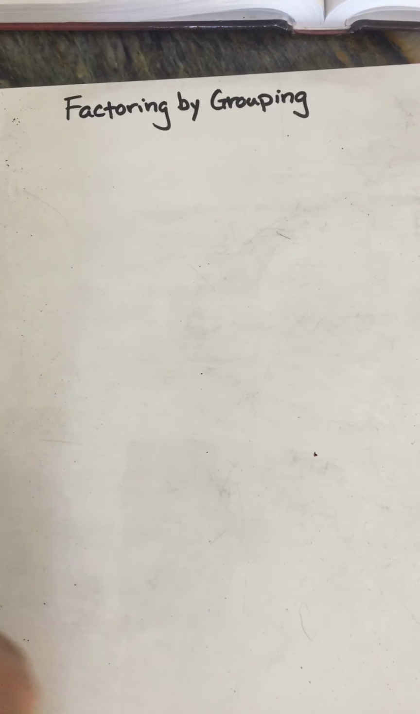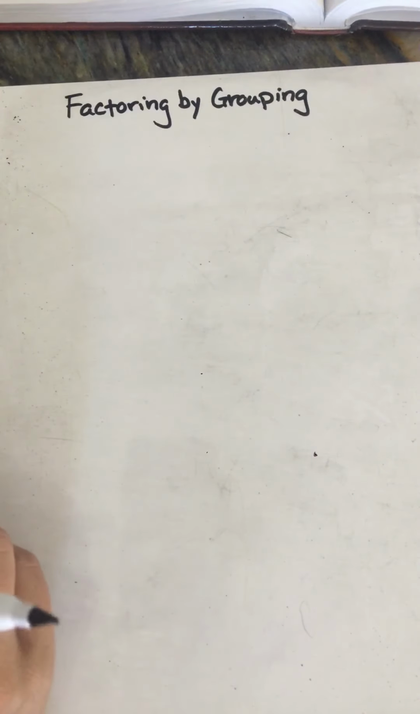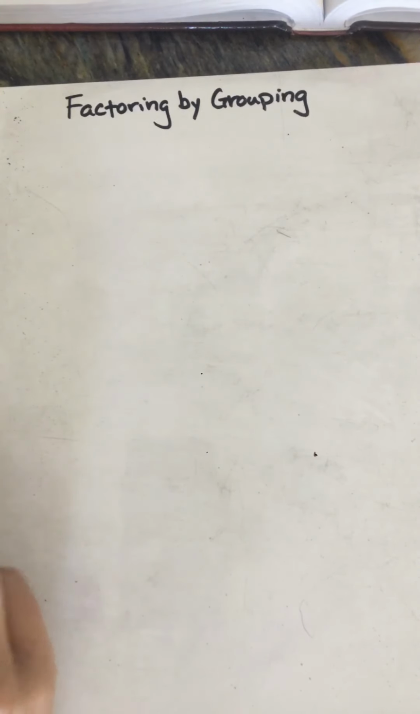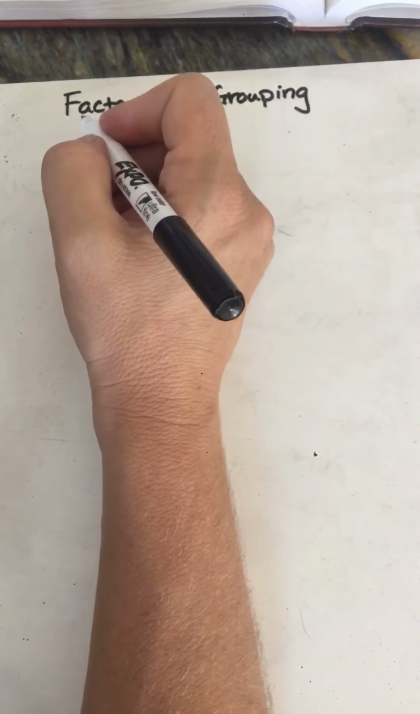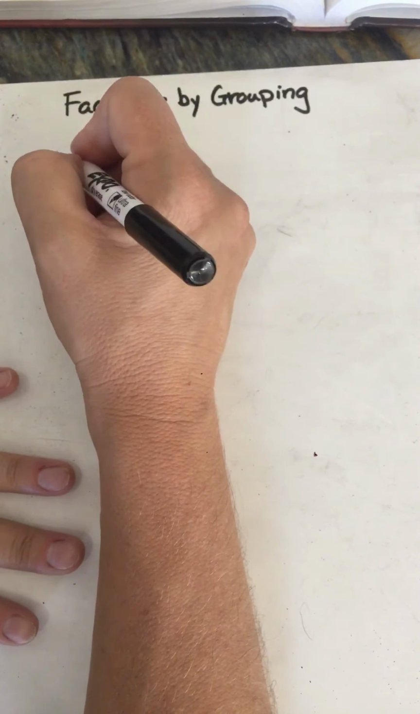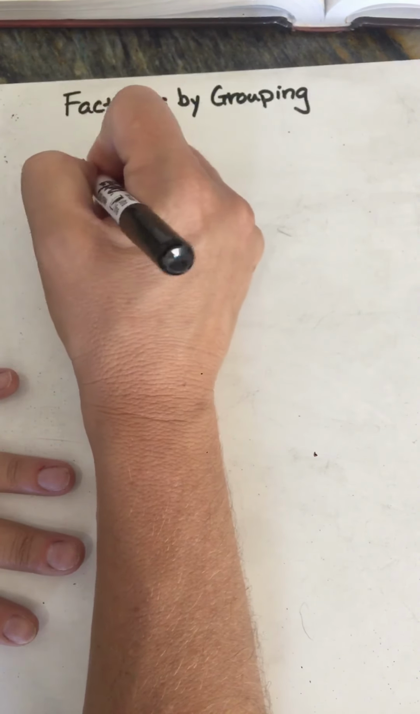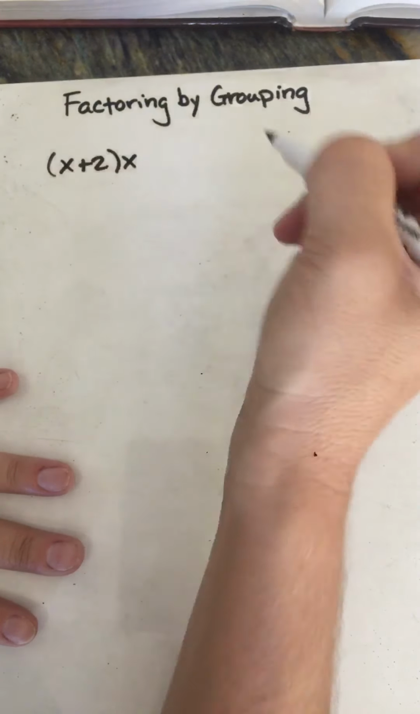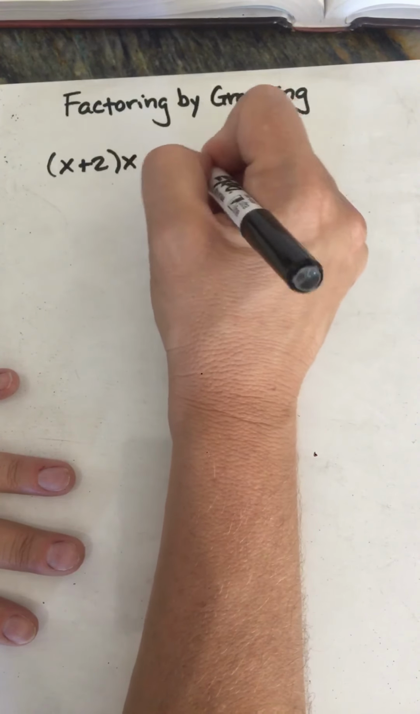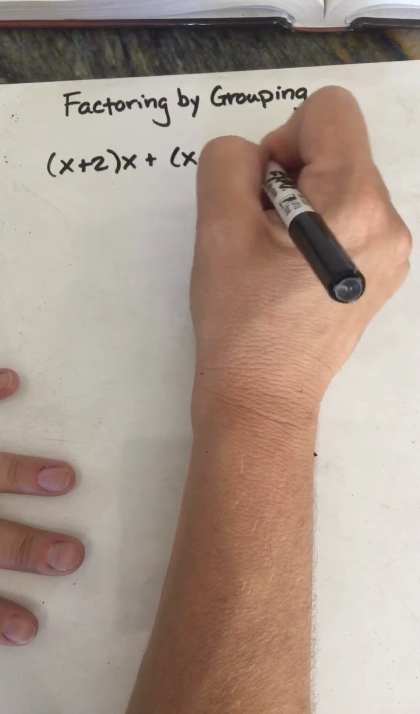Factoring by grouping. This skill will allow us to factor a lot of different, more difficult trinomials. So let's take a look at a polynomial. Let's look at the quantity x plus 2 times x plus the quantity x plus 2 times 10.